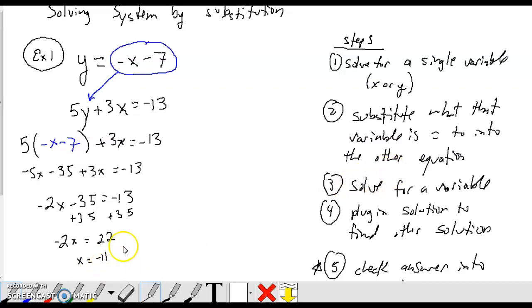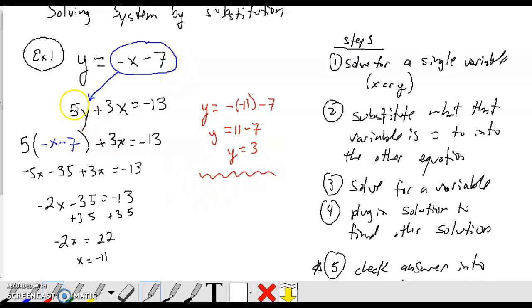So that's step 3. Now step 4, we want to plug it in. We can actually plug it into either one of the equations. So I'll show you what it looks like. We're going to say y is equal to negative of negative 11 minus 7. So y is equal to positive 11 minus 7. So y is equal to 4. That was the easier equation.